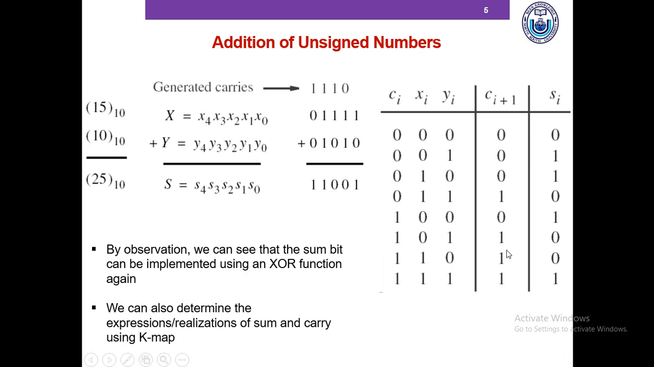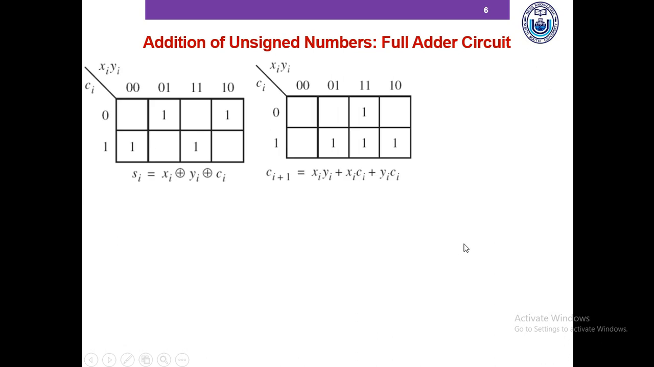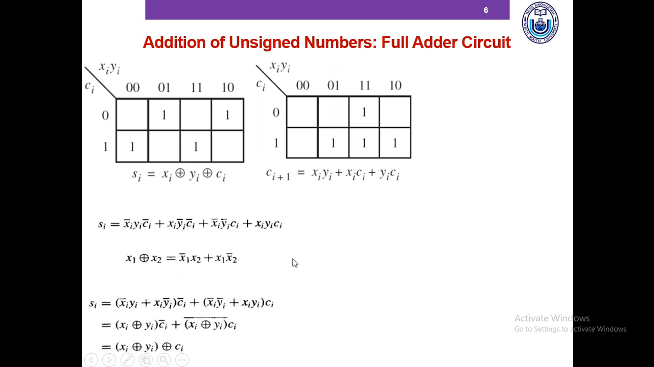And we can also determine these expressions or realizations using K-maps. If we do that, we end up with these 2 expressions. The Karnaugh map output is this expression, and we know that x1 XOR x2 is x1 not x2 plus x1 not x2 inverted, x1 x2 not. If we apply this, we end up with this expression, Xi XOR Yi XOR Ci.